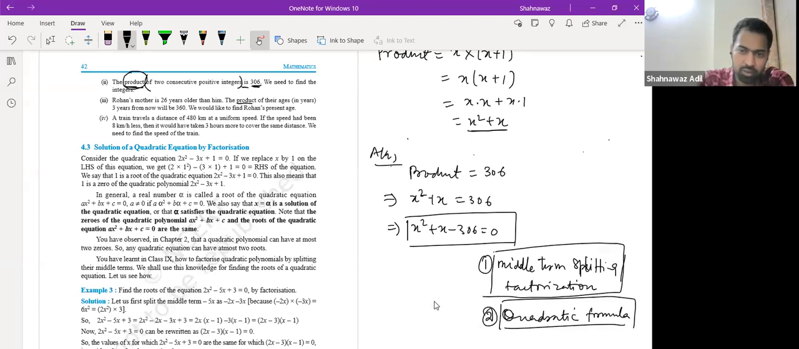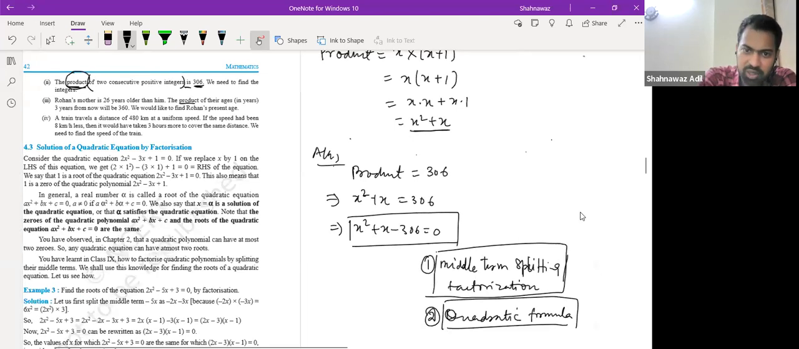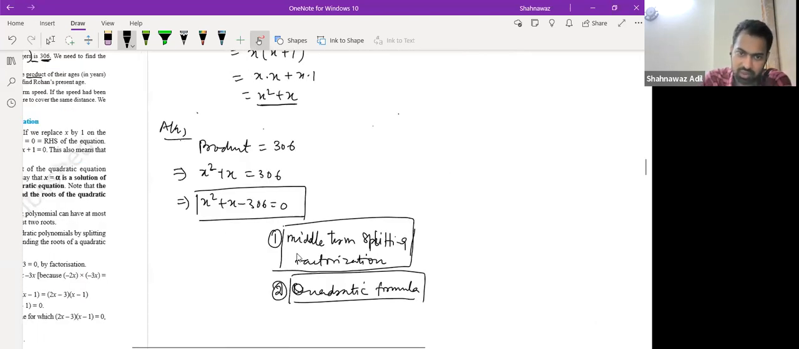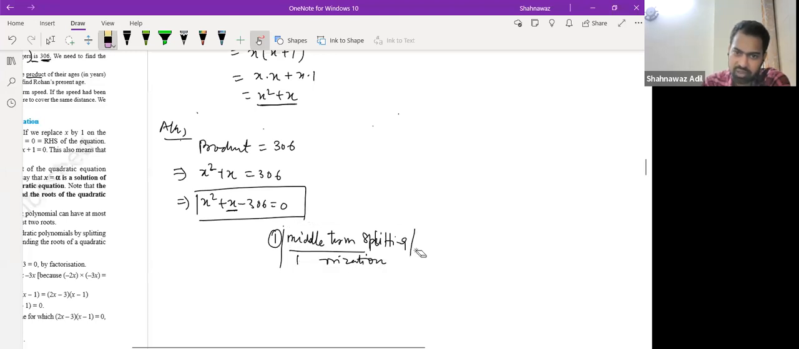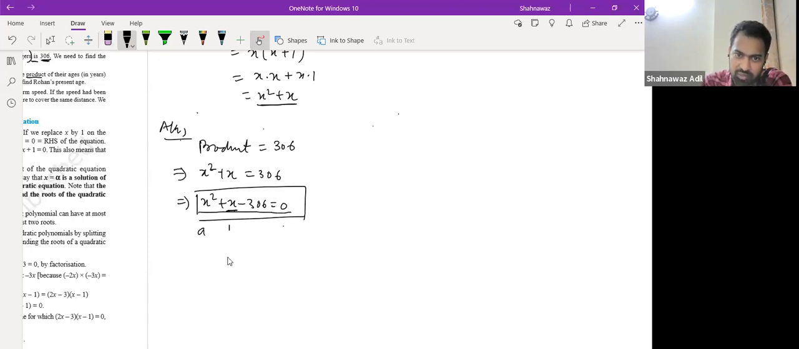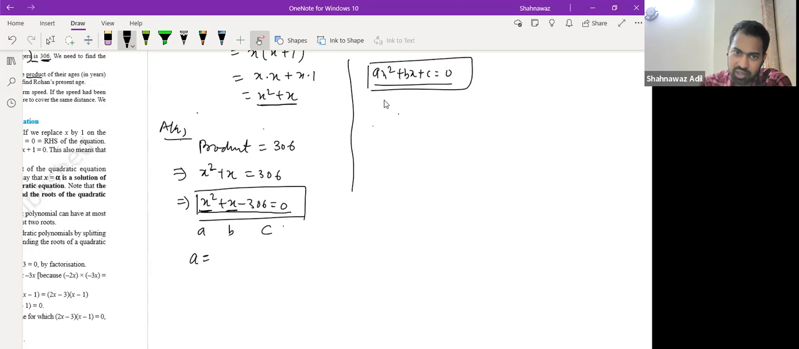So in middle term splitting, as the name suggests, we split the middle term. But there are two rules that we follow. First, we multiply. So this has a, b, c, right? What is a in here? The general form of the quadratic equation is ax square plus bx plus c. So comparing this with this, we will get a equals to what?